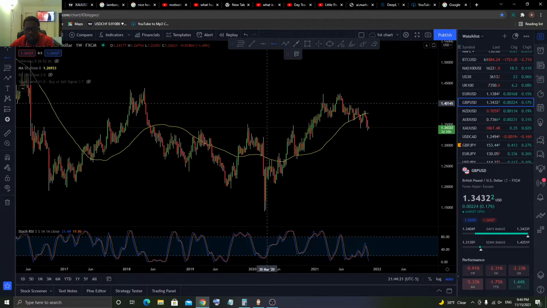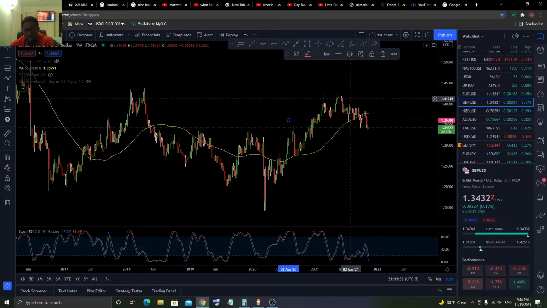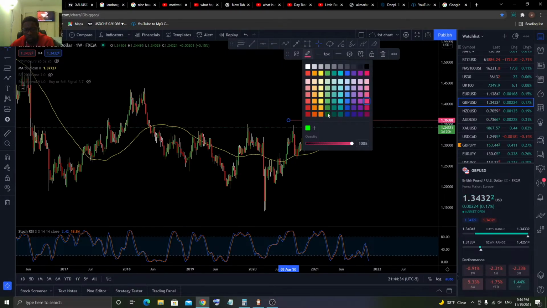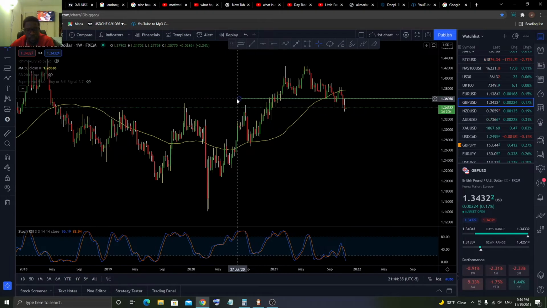support and resistance, right? I mean, this place is not important for me right now. I know this was the top, but it's not important for me right now. Okay, this is what I draw.